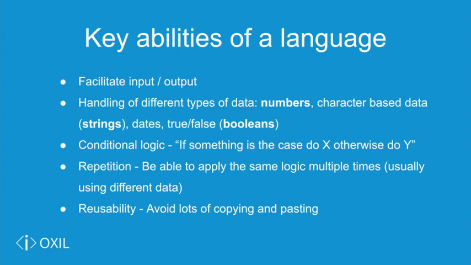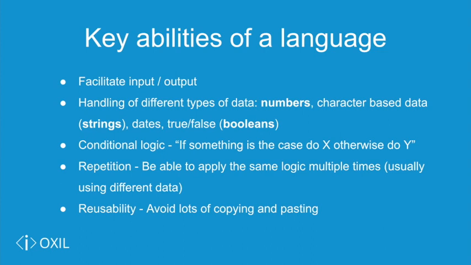So what are the key abilities of a language? As mentioned, fundamental to this is to facilitate input and output. We mentioned at the beginning that the most important thing is programs receive inputs, do some processing and produce some output. So a language needs to help us to gather the input we need and to then produce the output in whatever format we want. That's a fundamental key ability of a language.